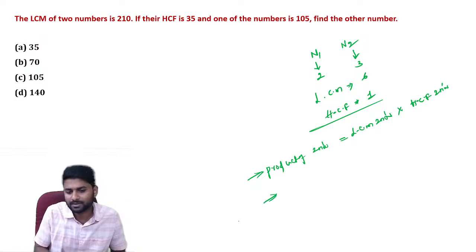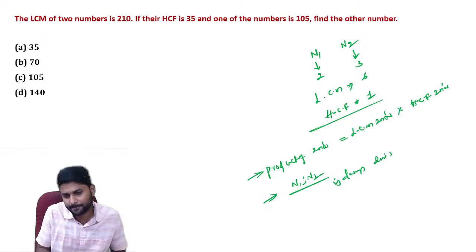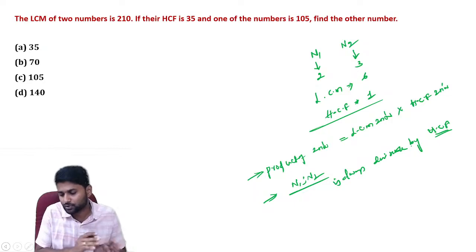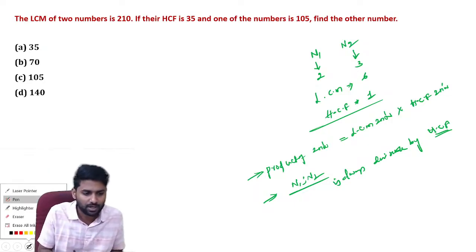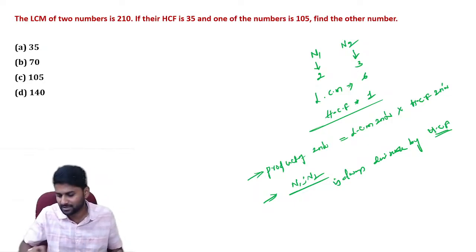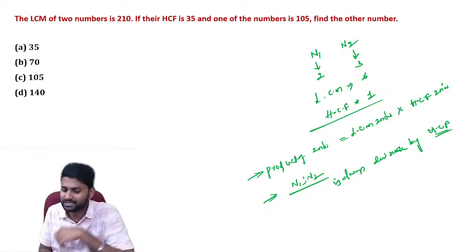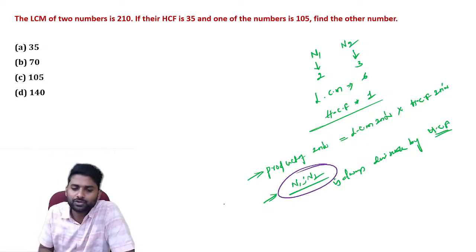But you have to remember this important point, guys. While identifying numbers, those two numbers n1 and n2 are always divisible by HCF. If those numbers are not divisible by HCF, then those numbers are wrong numbers. So this is the rule they should follow. Product of any two numbers is exactly equal to the LCM of the two numbers into the HCF of the two numbers, and those two numbers are always divisible by HCF.